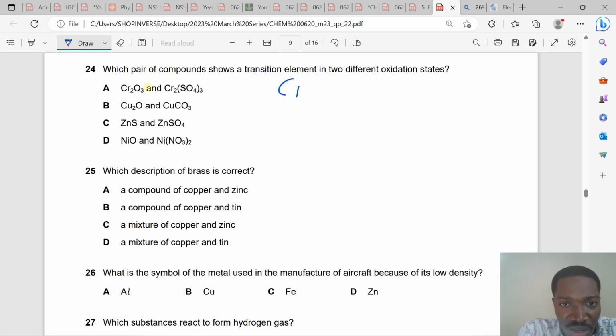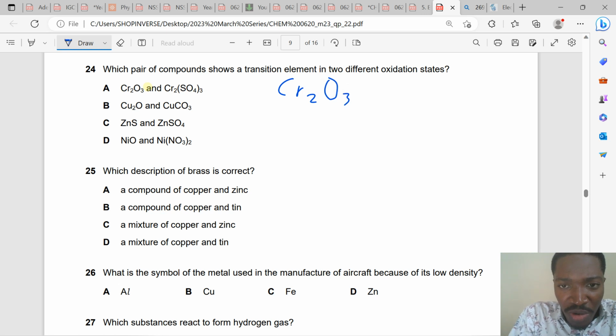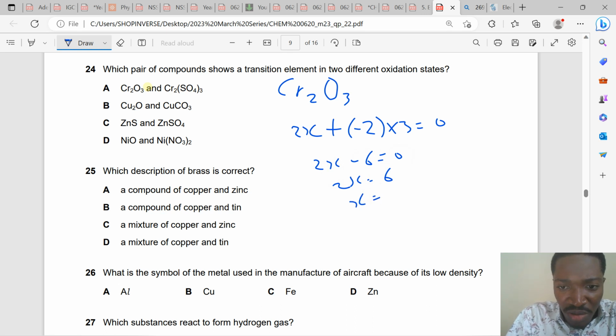So we have Cr2O3. The oxidation number of oxygen is -2, okay? So we have 2x plus -2 times 3. This should give us 0. So 2x minus 6 should give us 0. So 2x should give us 6. Then x is 3, because 6 divided by 2 is 3. So the oxidation number of chromium here is +3.